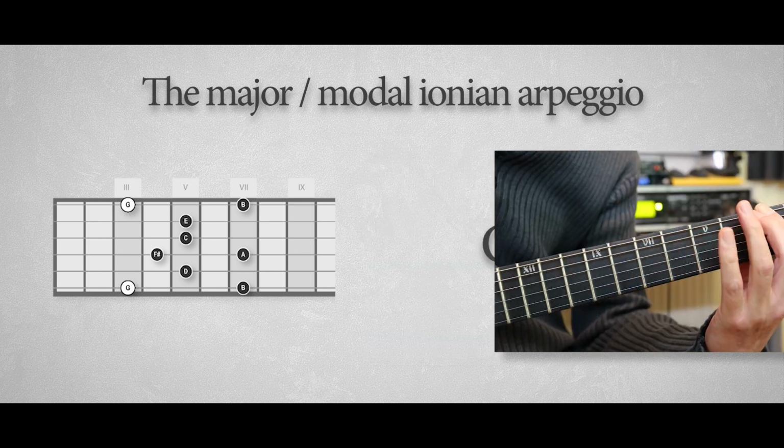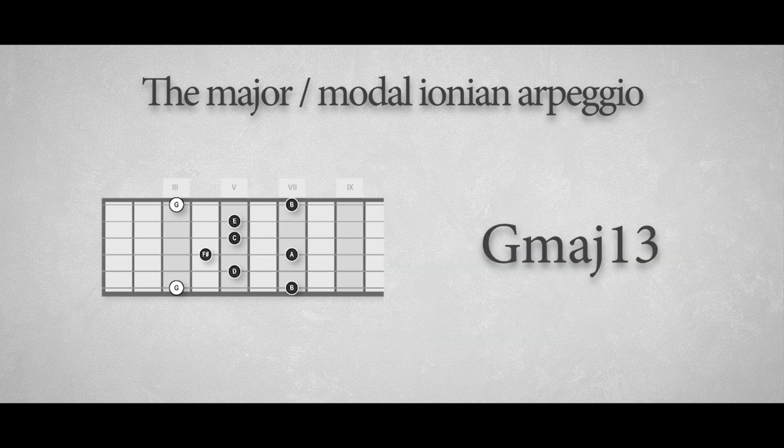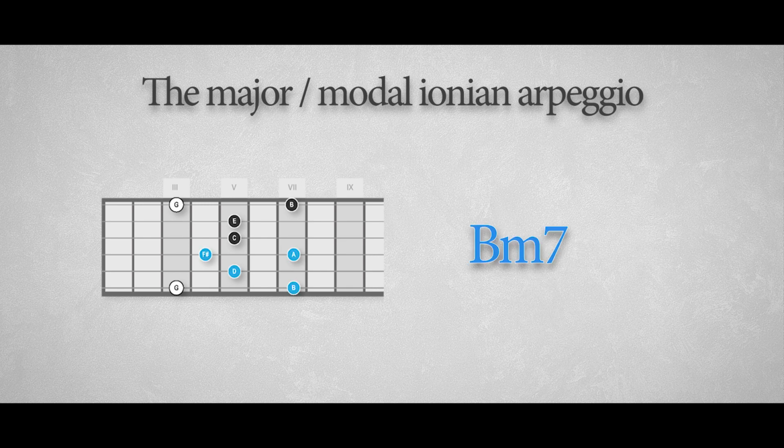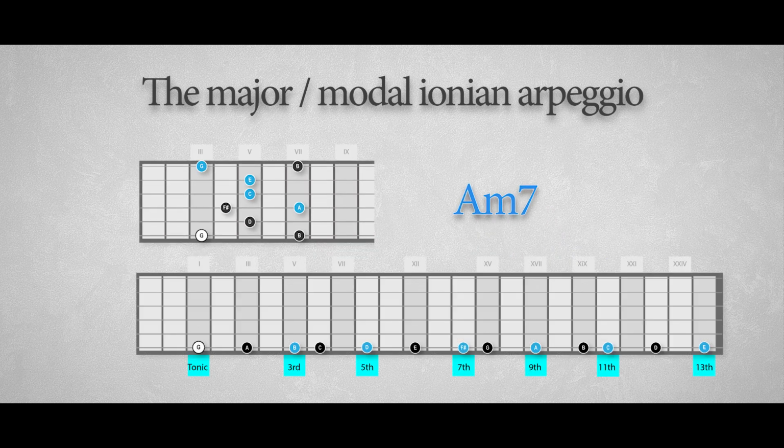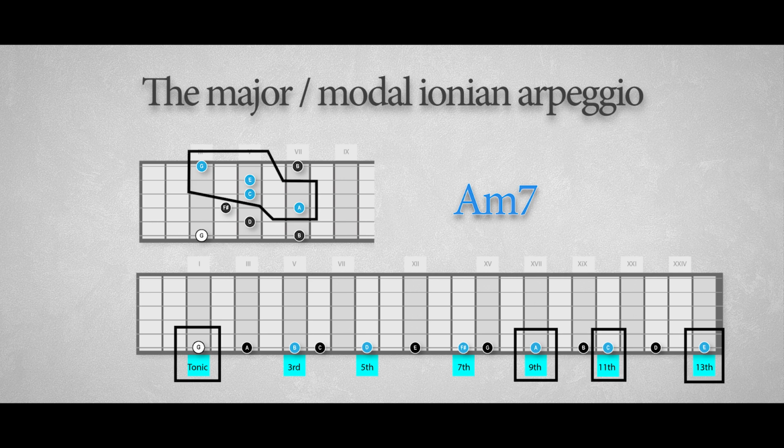Now within this major 13 arpeggio, there are other arpeggios present, like the B minor 7 arpeggio, the D dominant 7 arpeggio, the F sharp half diminished arpeggio, and the A minor 7 arpeggio. Now when playing the A minor 7 arpeggio, you're playing all the upper extensions of the G major chord, the 9th, the 11th and 13th.